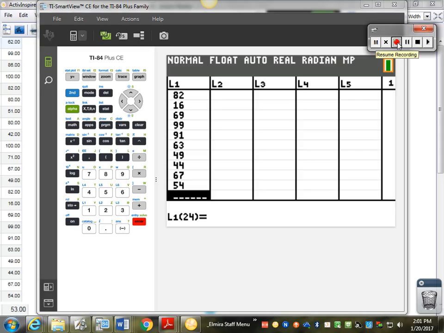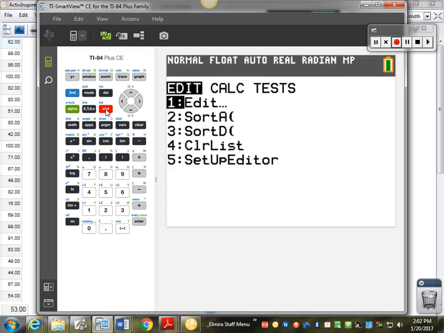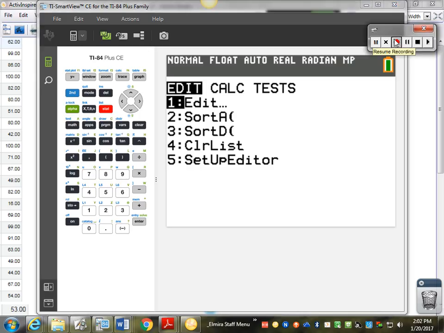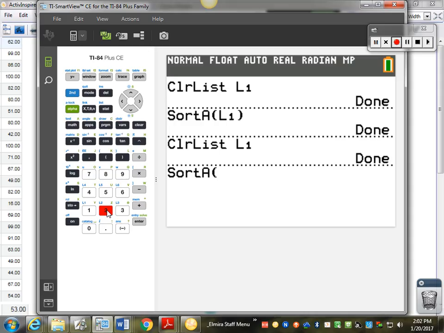Okay, so now that I have all the data in, making a stem and leaf plot, I really want my data to be sorted from least to greatest. So I'm going to hit stat. And now choice number 2 says sort A. That means ascending. Ascending is going to sort it from least to greatest. So I'm going to pick choice 2. Now, I have to tell it what to sort. It's not going to just automatically by default go to L1. So we're going to tell it to sort L1.